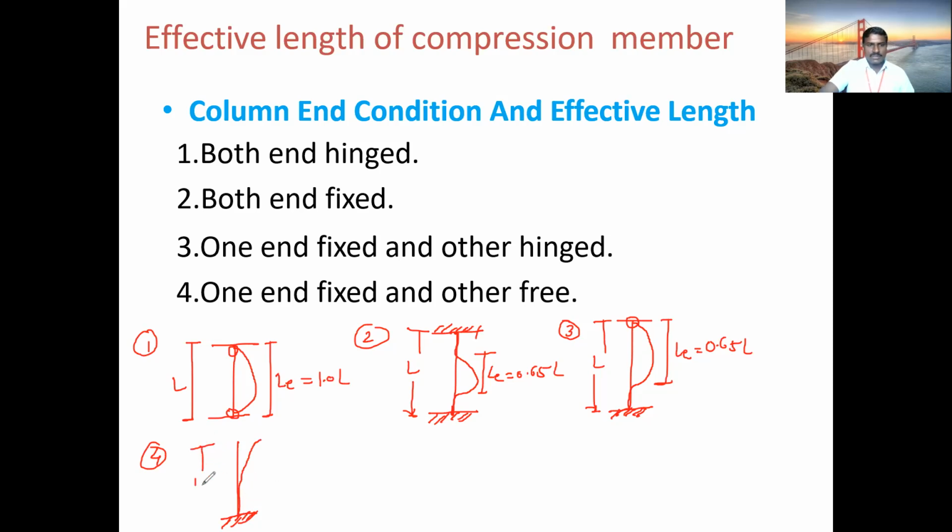So this is your L, and L effective is equal to 2L. Exactly double, because this end is free. This length will increase. So in this way, we have to calculate the effective length. Please write this down properly with the conditions.